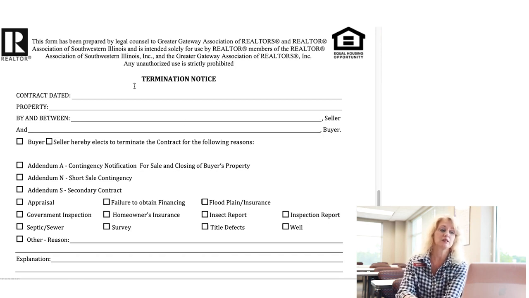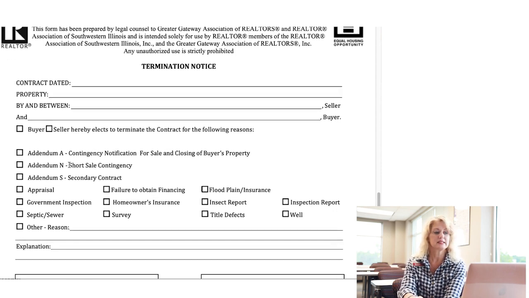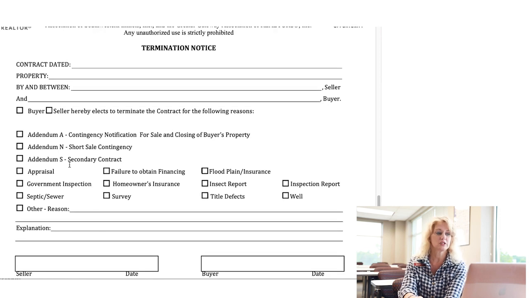and then it's that paragraph on page 11 that identifies this document. So in the event that the contract needs to be terminated, you would complete the contract date, the property address, the seller's names, the buyer's names, and identify the party that's requesting the termination. So if you're the buyer's agent, obviously you would click the buyer. If you're the seller's agent, then you would check the seller. Then you would identify the reason for the termination.